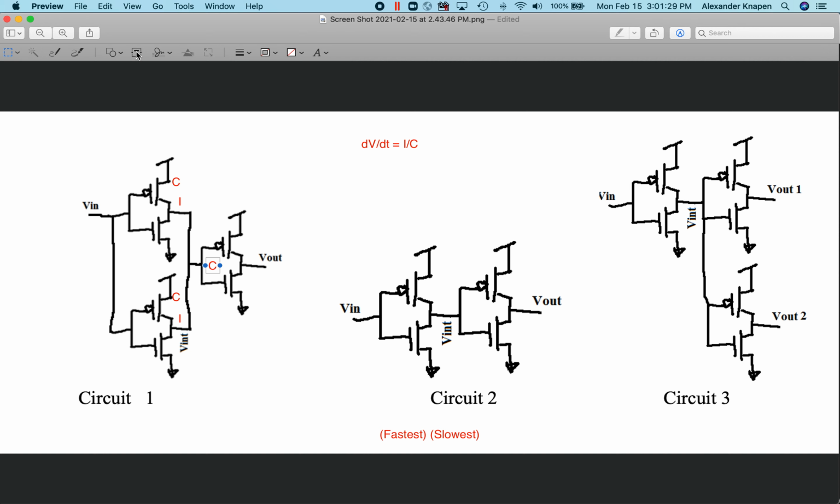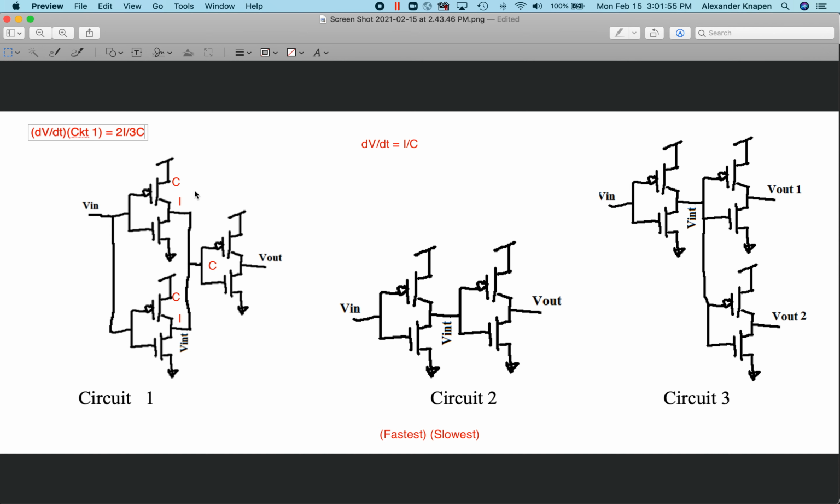And so we can now apply the equation we have at the very top and say that the rate of change of voltage for circuit 1 is, let's total up our current going into the node, which is 2I, as well as the capacitance on that node, which is 3C in total.